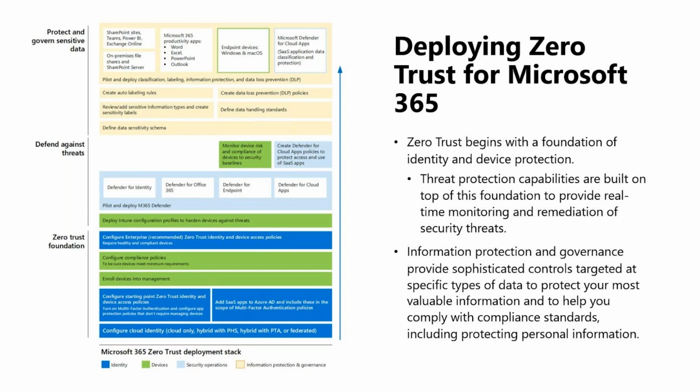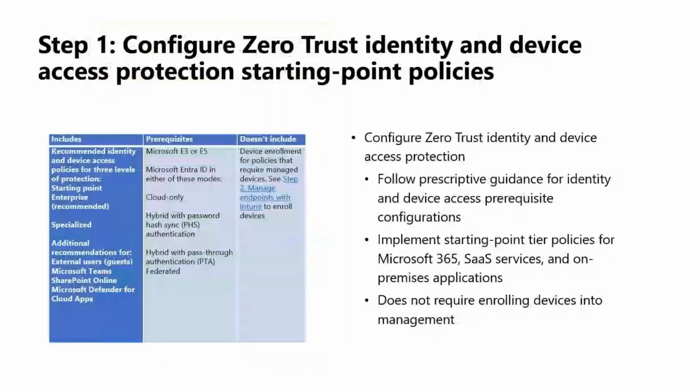And after that, enrolling devices into management and configuring compliance policies should be the next steps. That should be the things that we should do. Then again, zero trust identity and device access protection starting point policies are the ones that we should do.